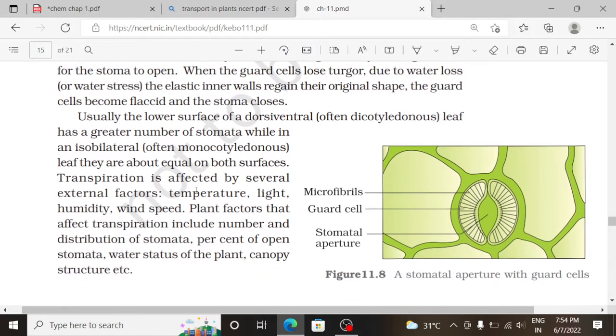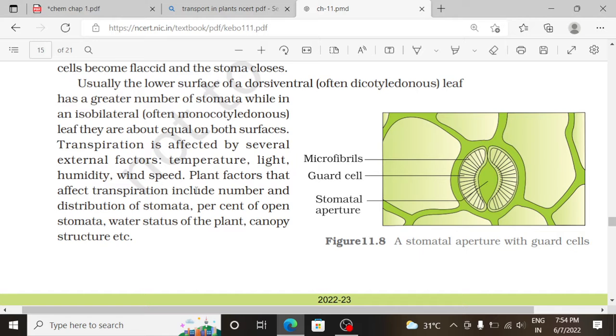Usually the lower surface of a dorsiventral, often dicotyledonous, leaf has a greater number of stomata, while in an isobilateral, often monocotyledonous, leaf they are about equal on both surfaces. Transpiration is affected by several external factors: temperature, light, humidity, and wind speed. Plant factors that affect transpiration include the number and distribution of stomata, percent of open stomata, water status of the plant, canopy structure, etc.